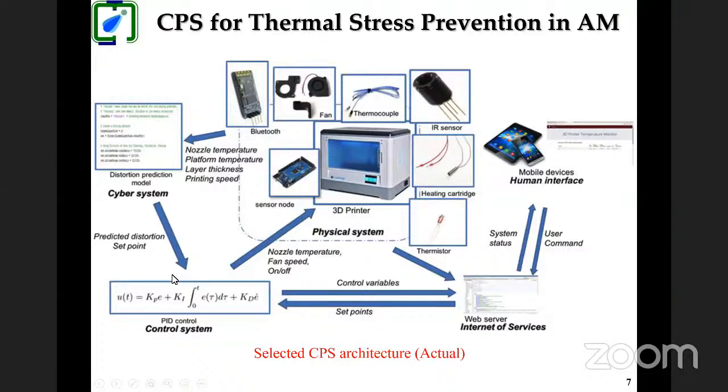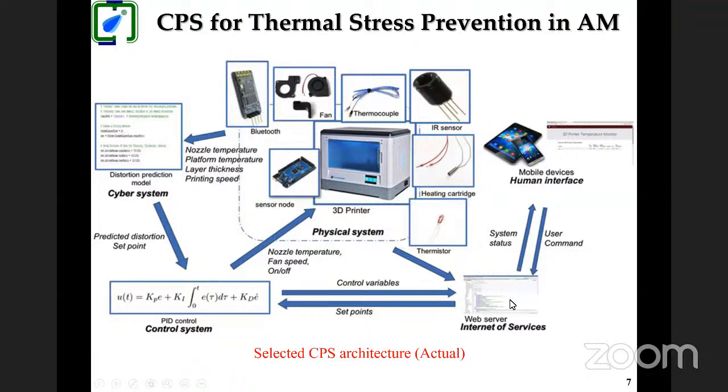And this distortion predictive model sends the predicted distortion set points. This is my PID control system. The PID control system will pass these control variables to the web server, that is Internet of Services, IOS. Like you know, IoT, this is also a very important factor, which we call IOS, Internet of Services. From where, again, these 5 parameter values are passed from the 3D printer to the web server. The web server will pass the system status to your human interface, your mobile phone, your tab, from where you will give some user command.